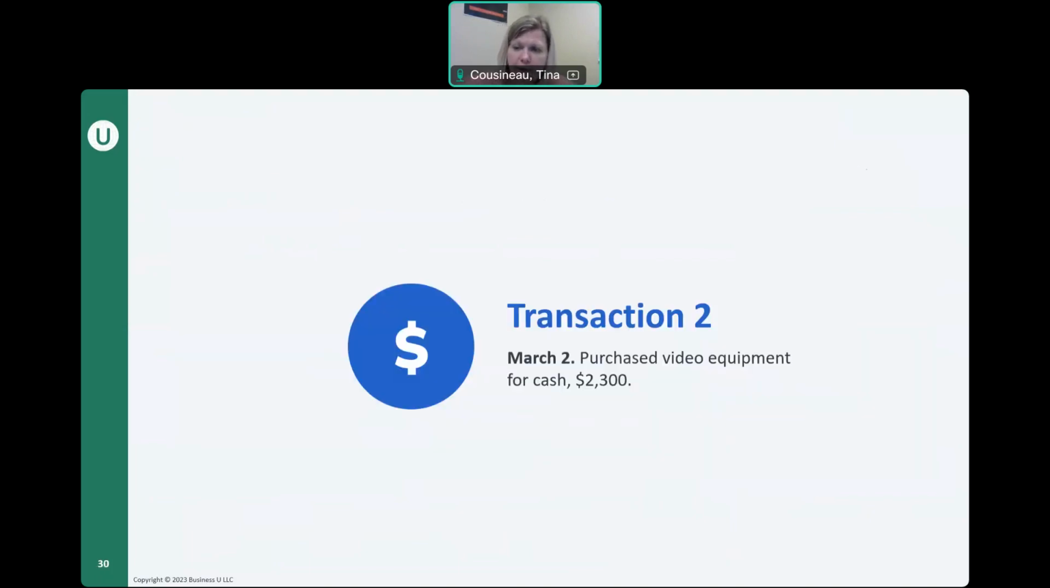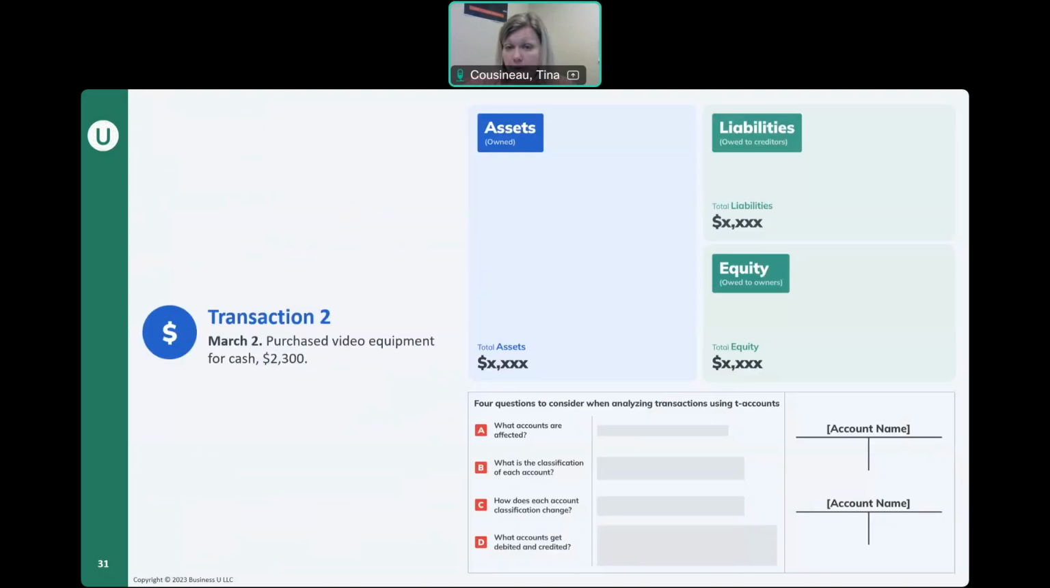Now let's look at another transaction. We purchased video equipment for cash for $2,300. All right. So back to my favorite graphic here, we have our assets and our liabilities and equity. So we know we purchased video equipment for cash. So I paid cash. So I know my cash decreases, right? And what did I get for it? I got equipment. So now I own this equipment, which is an asset.